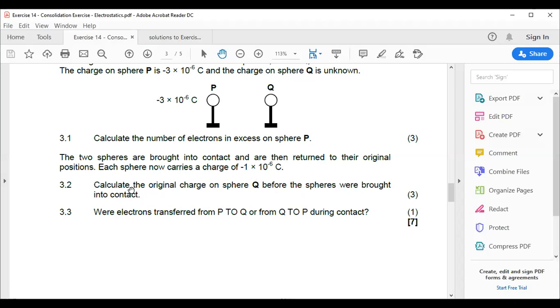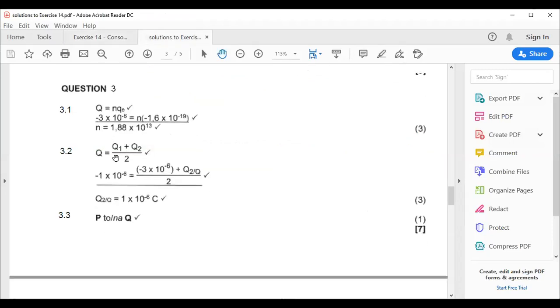So the best formula to use would be Q is equal to Q1 plus Q2 divided by 2, all right? Because now we're going to apply this one here. We need to find the other charge. So you're going to say Q is equal to Q1 plus Q2. Or you can say Q is equal to QP plus QQ, or charge on P plus charge on Q divided by 2. So Q becomes the final charge that we have after the charges are shared and then separated, which is -1 times 10 to the power -6, is equal to original charge on P plus the charge on Q, right? Then you divide by 2, all right?